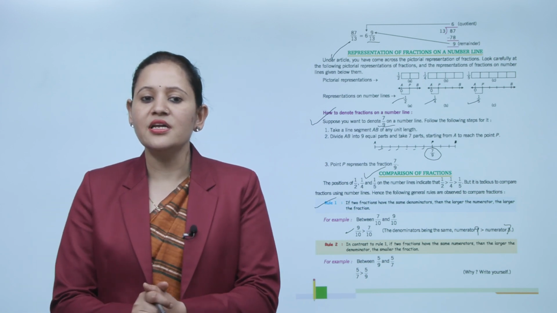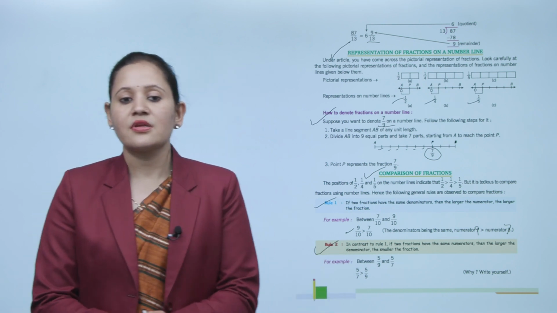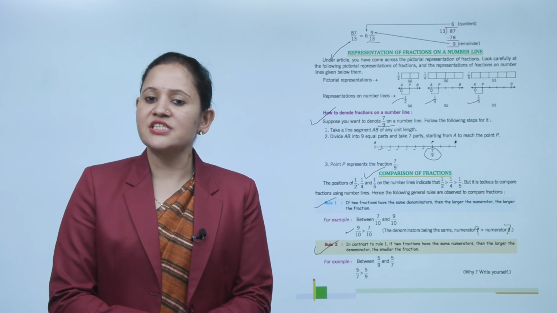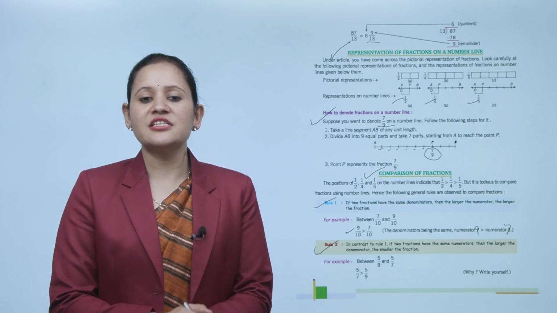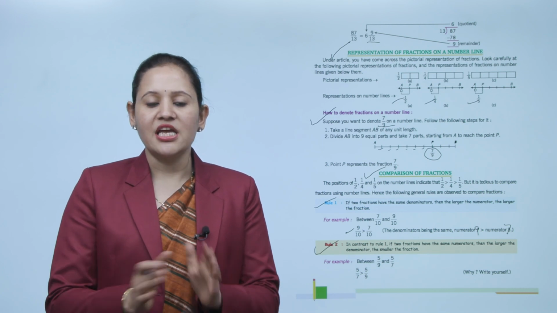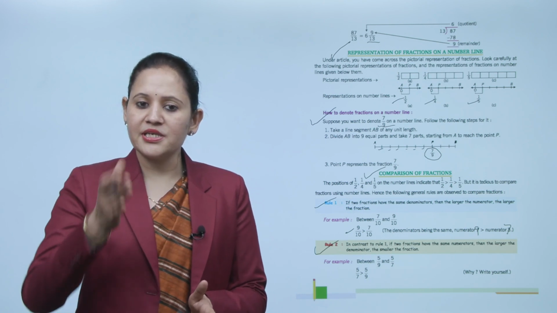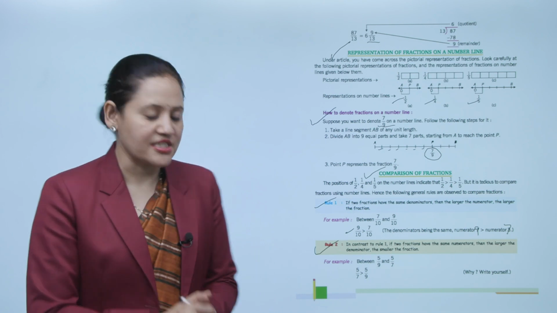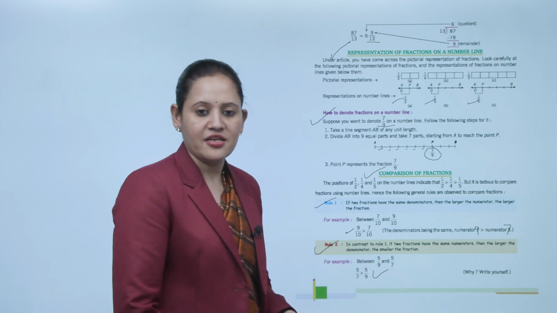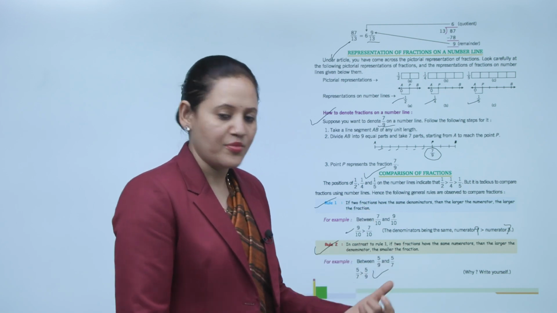Next is rule number 2. In contrast to rule 1, if two fractions have the same numerator, then the larger the denominator, the smaller the fraction. Between 5 by 9 and 5 by 7, the numerator is the same, so we will compare the denominators. The greater the denominator, the smaller the fraction. So 5 by 7 will be greater than 5 by 9, because the fraction whose denominator is greater will have a smaller value.